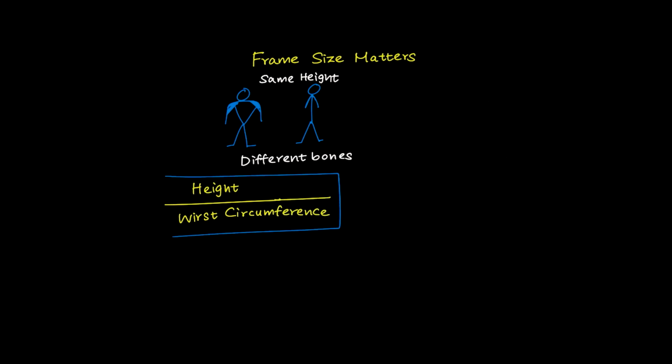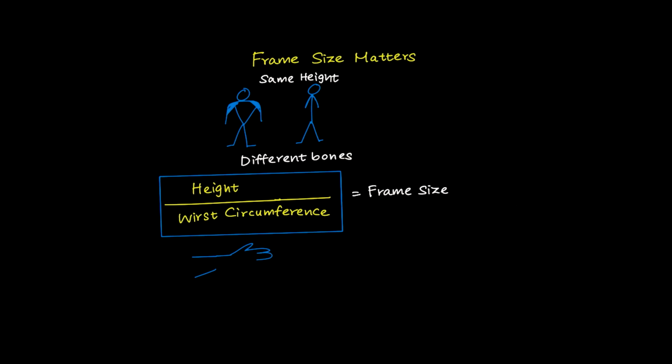To adjust for this, clinicians use a simple ratio: height divided by wrist circumference. Wrist circumference reflects bone dimensions without much fat or muscle interfering. A higher ratio means a smaller frame. A lower ratio means a larger frame.